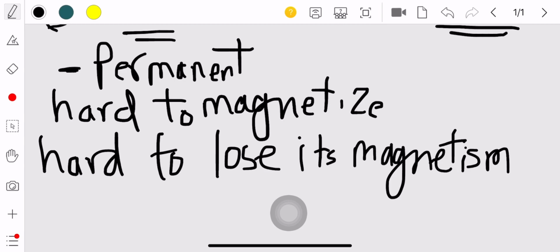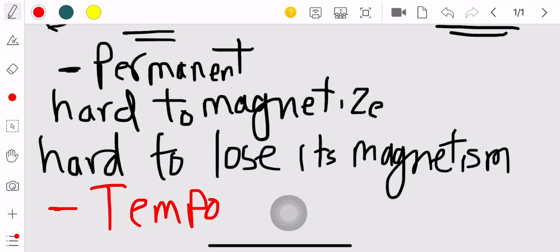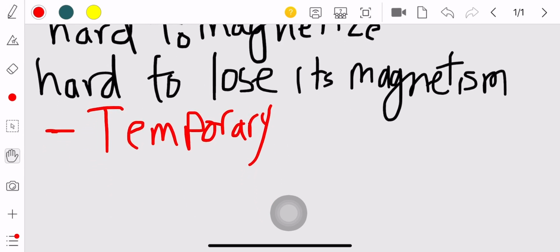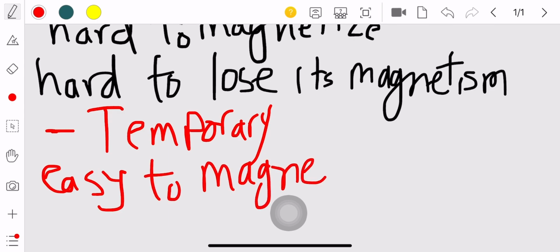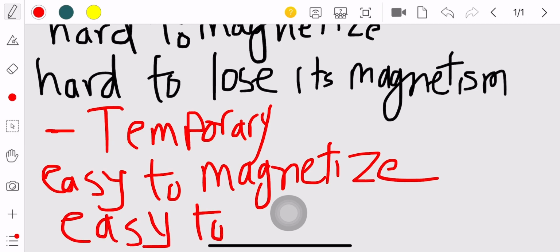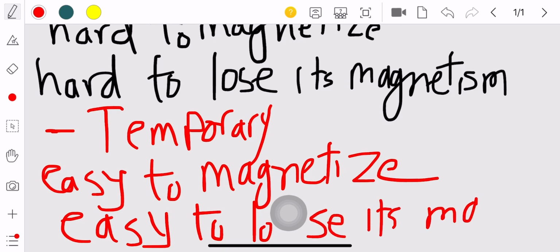If you have one kind, it is called permanent. What do you think the second type's name is? Its opposite, it will be temporary. Temporary: you have some temporary information in your mind, so you memorize it easily, and it will be easy for you to forget. So temporary means it is easy to magnetize, easy to lose its magnetism. Okay, girls, do you understand?